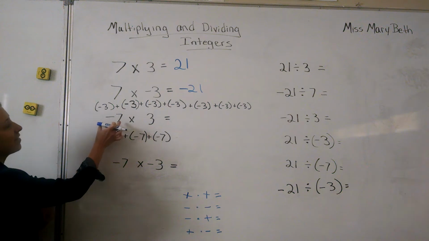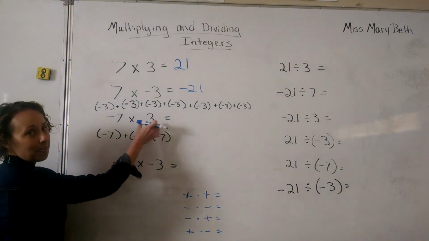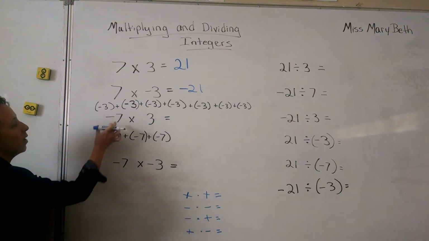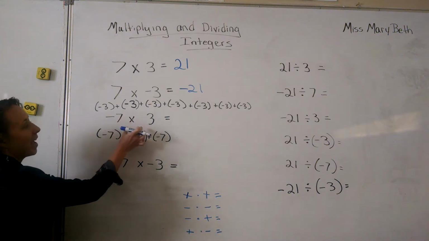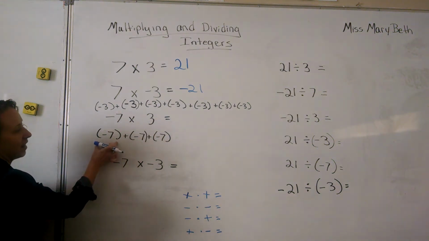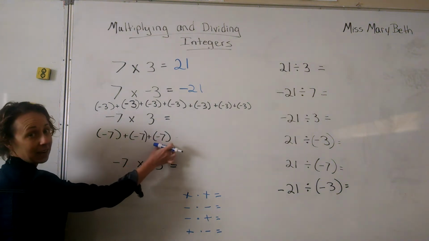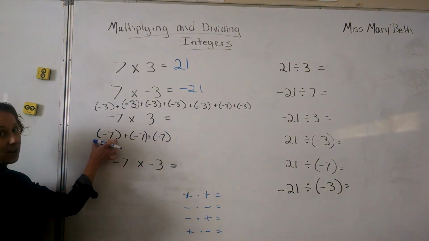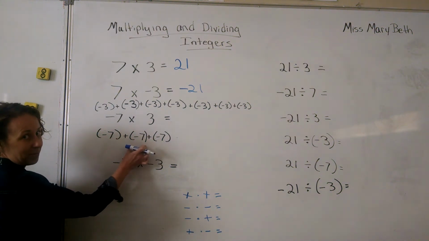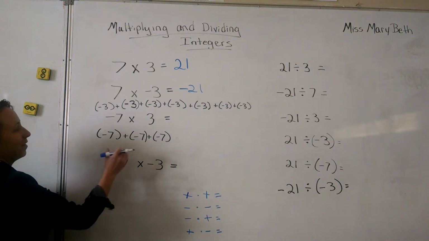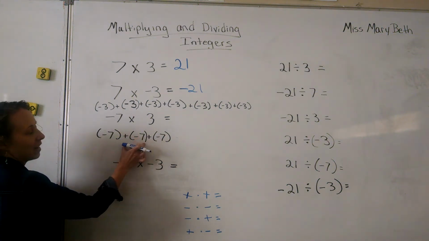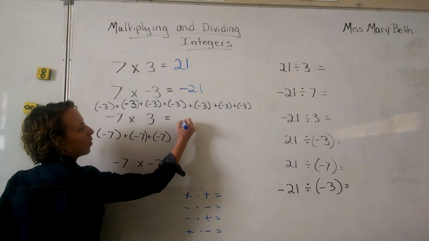Okay? Now I have negative 7 times 3. We can think of this the same way. We can think of it as negative 7 added 3 times. Negative 7 plus negative 7 plus negative 7. A negative number plus a negative number makes something more negative. So negative 7, negative 14, negative 21.